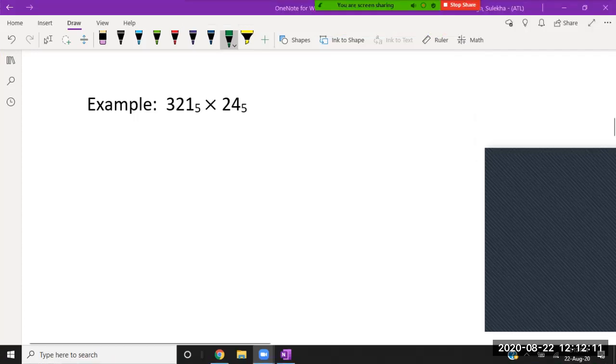If you multiply these two numbers in base 5, the same way as I told in the previous example, you will end up with the final answer, that is 4304, in base 5.